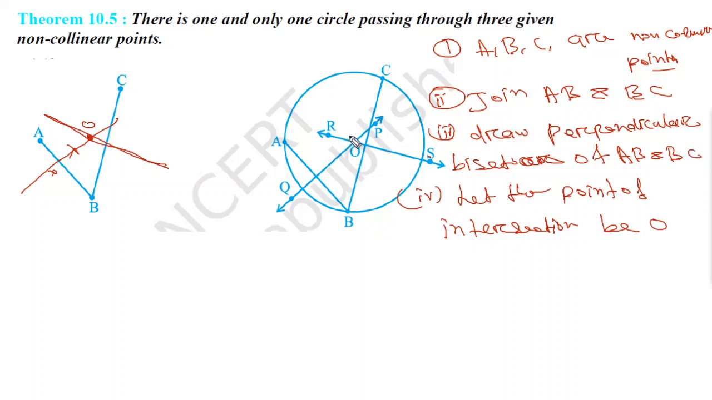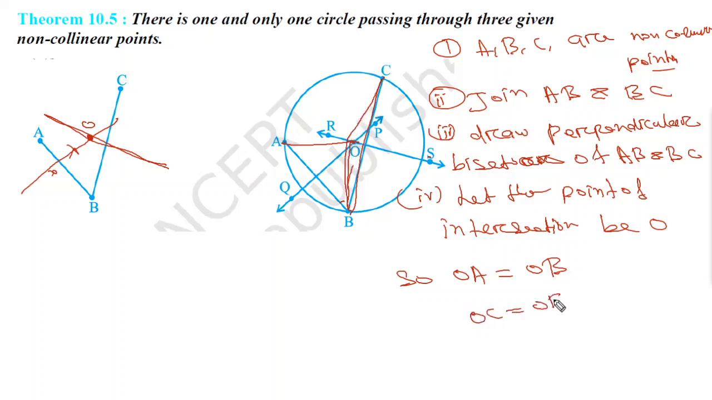So therefore you can say OA equal to OB. Why? As O point is lying on the perpendicular bisector of AB, therefore all the points on this PQ will be equidistant from A and B. So we can write, OA will be equal to OB. Similarly, O point is lying on the perpendicular bisector of BC also. Therefore, you can say OC will be equal to OB.